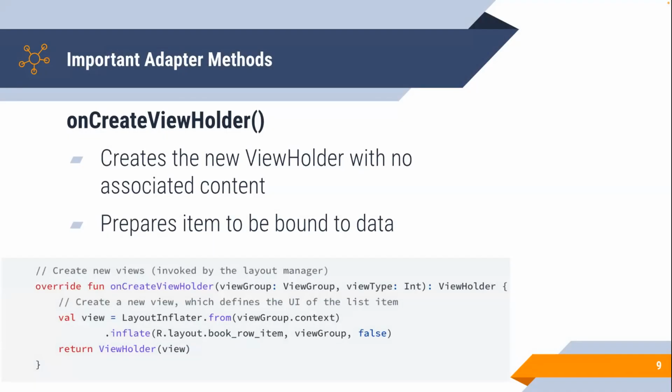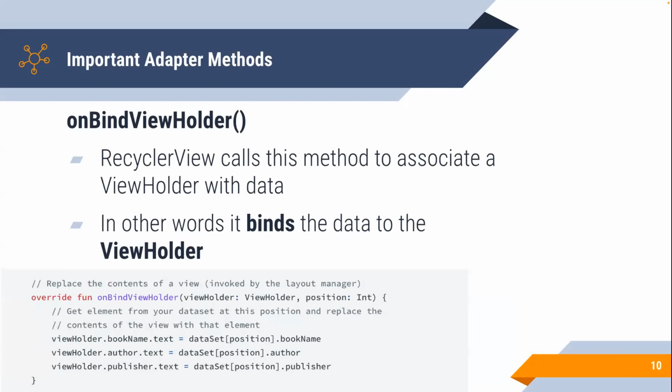So cool. Okay. Important adapter methods. We've gone over some of these, right? OnCreateViewHolder has a kind of ugly syntax, but it's basically taking that XML file you made and turning it into a live view holder in your app, right? OnBindViewHolder is responsible for taking your view holder, which is given to you in the parameter, and binding it to the data.